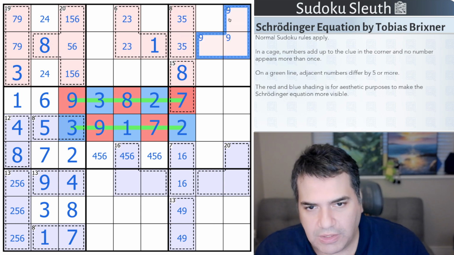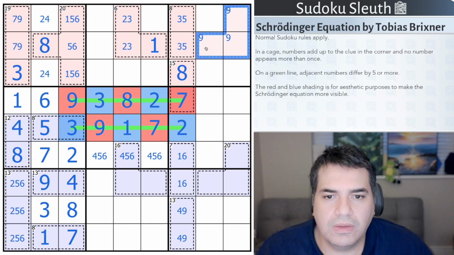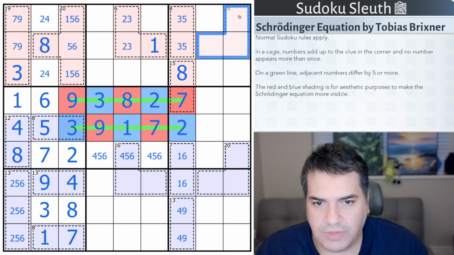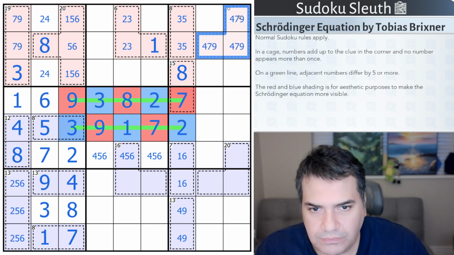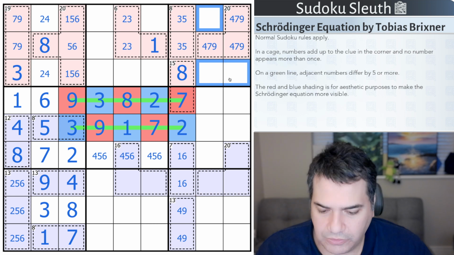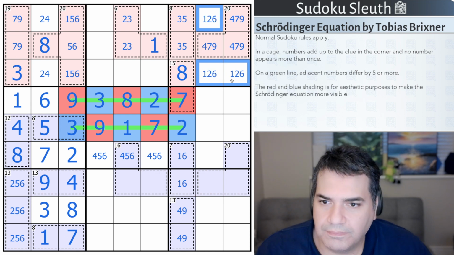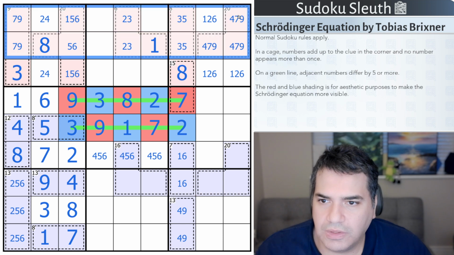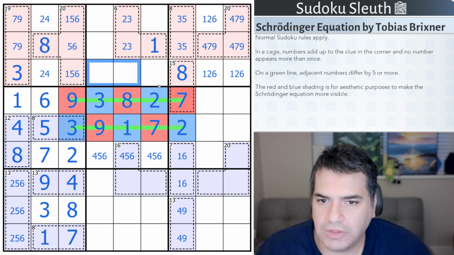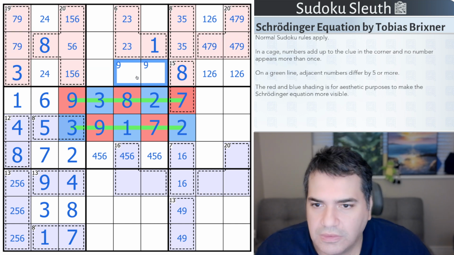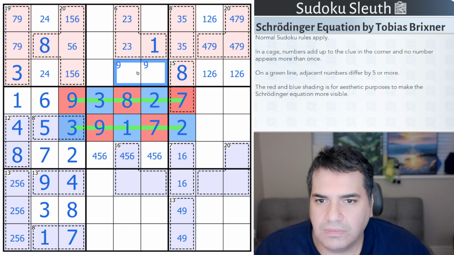Then I need something that adds up to 11. And 2, 9 is not available. 3, 8 is not available. 5, 6 is not available. It is in fact 4, 7, 9. That gives me 1, 2, 6. Can I do any tidying up here? Surely I can. I can see that the 9s are lining up. So there's a 9 in here specifically. That's not brilliant.